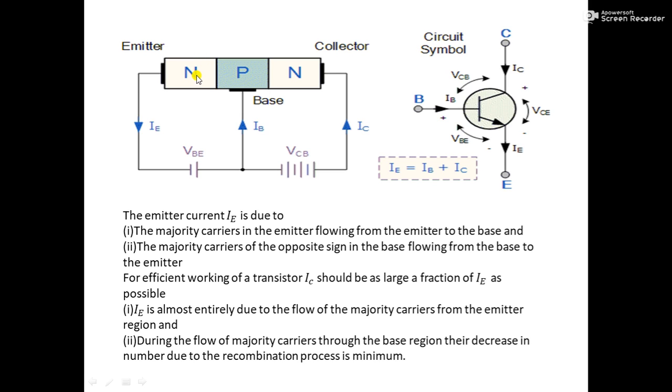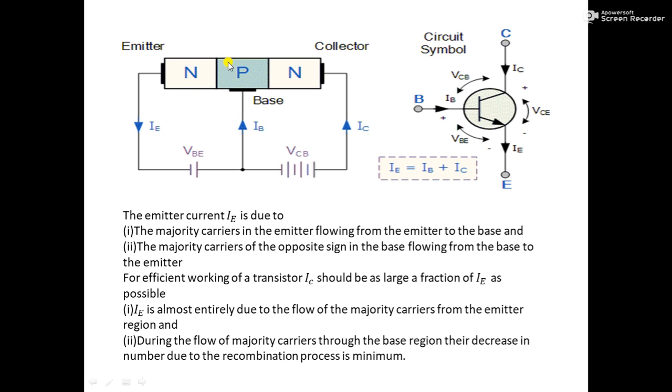The flow of electrons from the emitter to the base and holes from the base into the emitter gives rise to the emitter current. So, the emitter current is due to the majority carriers flowing from the emitter to the base region. In this case, the electrons are flowing from emitter to base and the holes are flowing from base to emitter. So, the total IE must be due to the electrons flowing in this direction and the holes flowing in this direction.